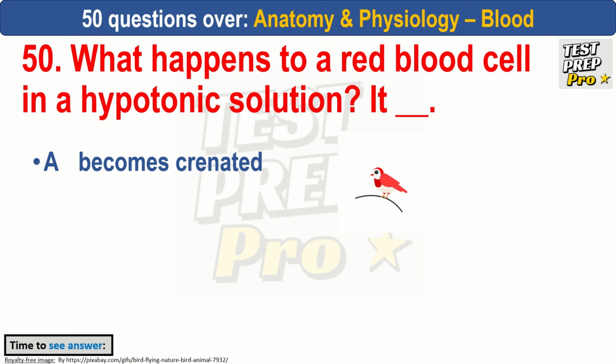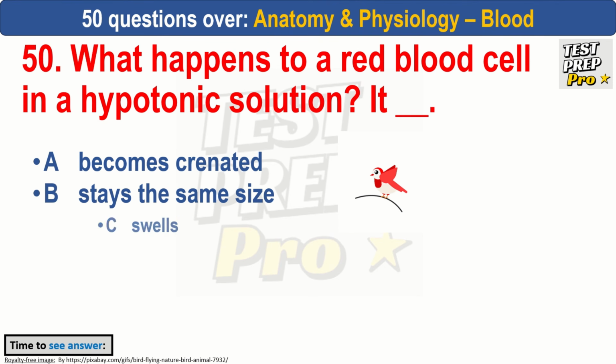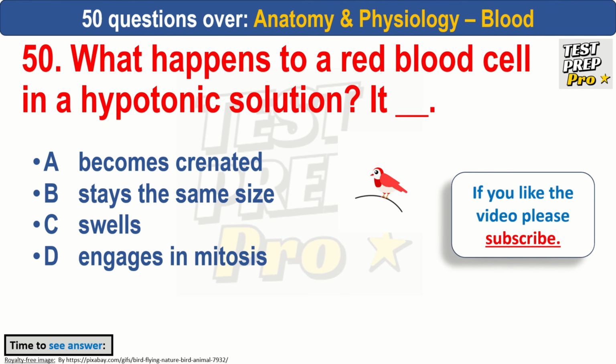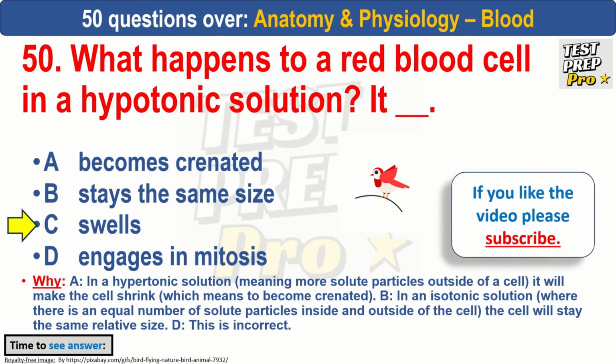All right, what happens to a red blood cell in a hypotonic solution? It does blank. Is it A, becomes crenated, B, stays the same size, C, swells, or D, engages in mitosis? So what happens in a hypotonic solution? It would swell. The red blood cell will get bigger than normal.